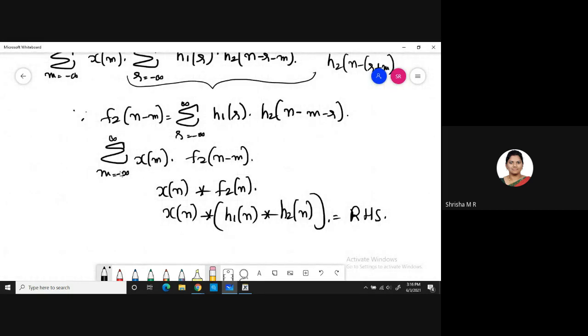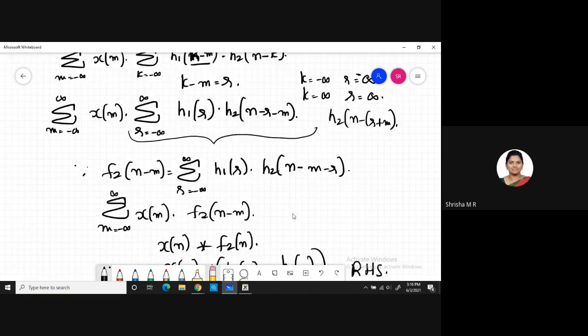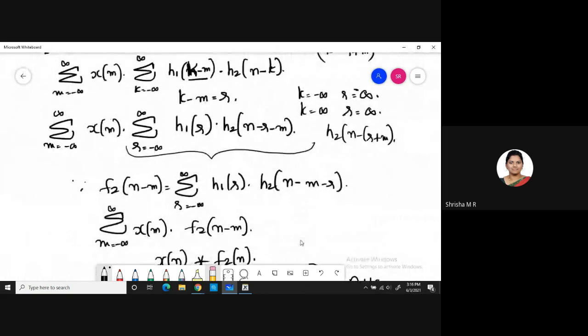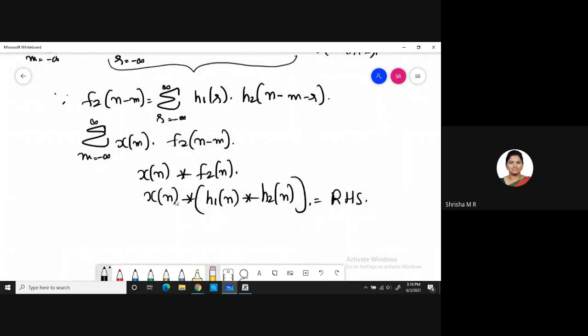So you have summation m is equal to minus infinity to infinity x of m into f2 of n minus m. So this is the convolution sum equation, that is x of n convolved with f2 of n. What is our f2 of n? Previously we have seen it is h1 of n convolved with h2 of n. So that you replace: x of n convolved with h1 of n convolved with h2 of n.